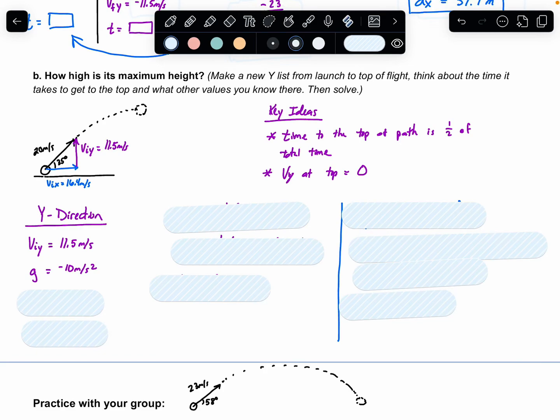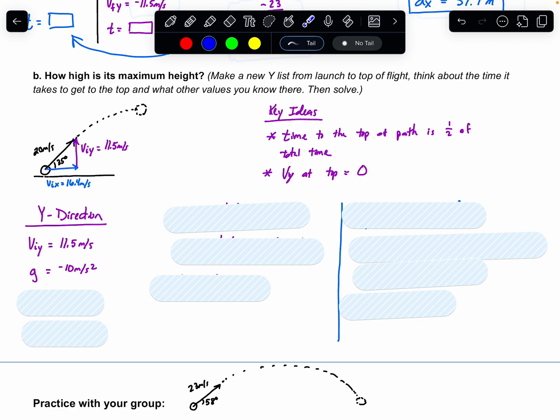Hello, physics students. In order to solve this second problem, we are going to take a close look at the path, because it's asking about the maximum height that the ball gets to after it's launched at 20 meters per second at an angle of 35 degrees. From our previous problem, we already broke that vector into its components for both the horizontal and vertical velocity.